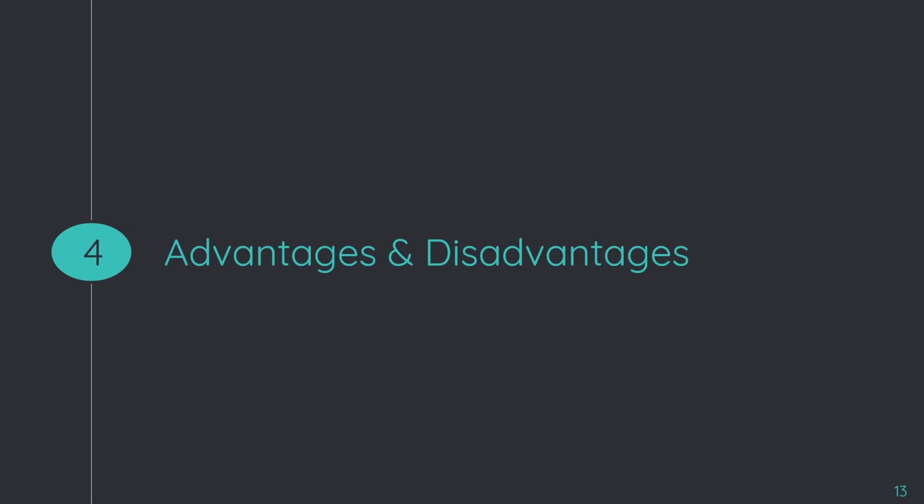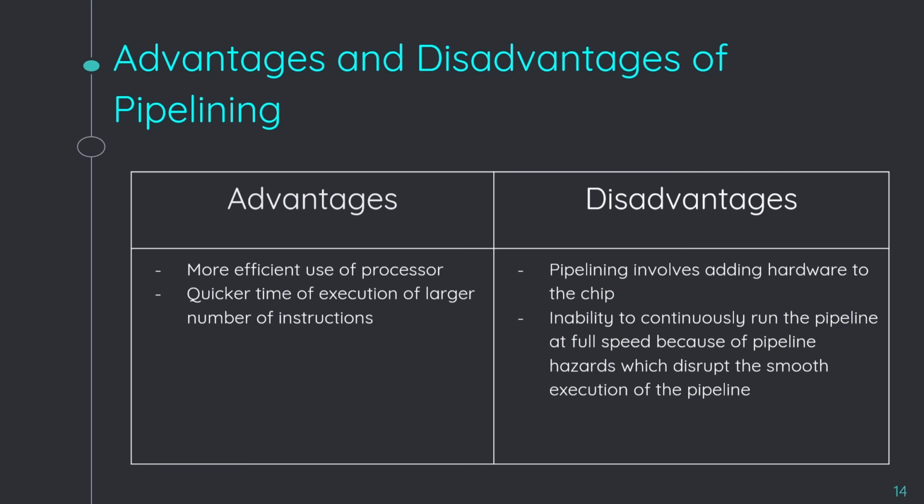In conclusion, we will be going through the pros and cons of pipelining. The pros: it has quicker time of execution of larger numbers of instructions, and secondly, more efficient use of the processor. And the cons: pipelining involves adding hardware to the chip and inability to continuously run the pipeline at full speed because of pipeline hazards, which disrupt the smooth execution of the pipeline. However, the pros still outweigh the cons, as pipeline hazards can be solved and prevented from happening.